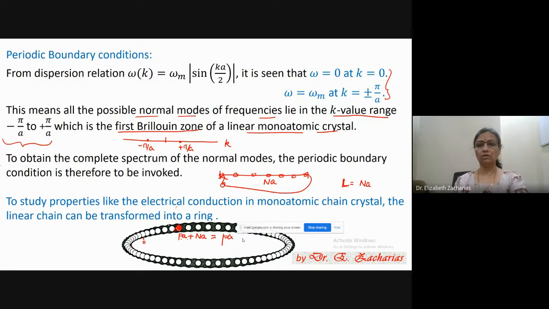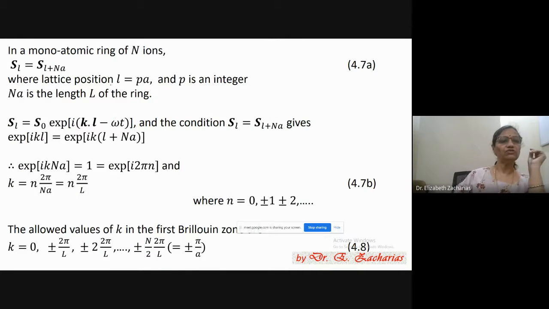So we are just going to write that the displacement of the atom sitting at lattice l is the same as the displacement of lattice l plus Na, because after all, l plus Na is l only. If I say that small l equals some Pa, where P is some integer, and capital Na is capital L, the length of the string, then I can say that S of l is S of l plus Na, so there is a periodicity.